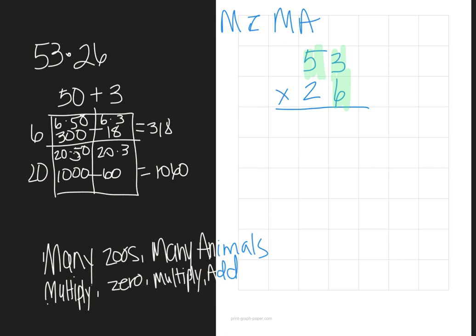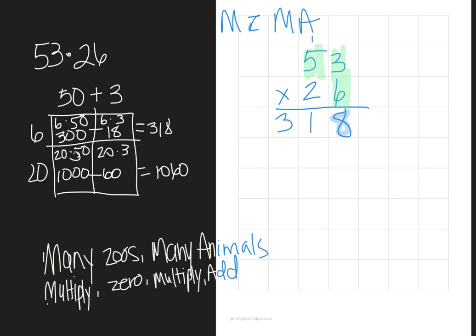So 6 times 3 is 18, and I'm going to regroup and carry my 1 over. Now 6 times 5 is 30, plus that 1 is 31. So here's my partial product for my very first section, my very first part of the algorithm.